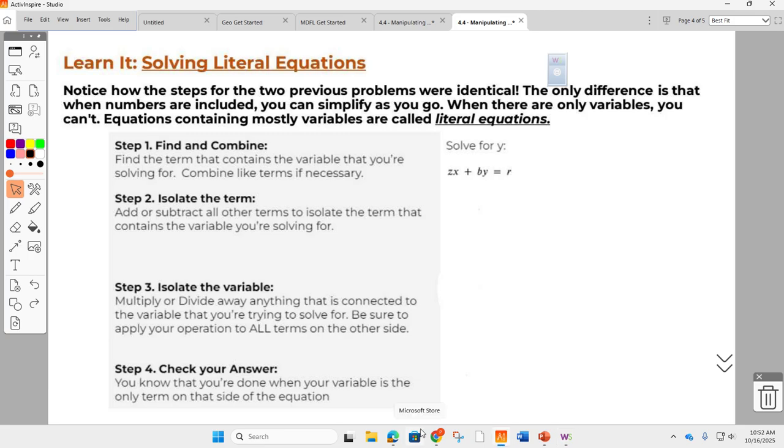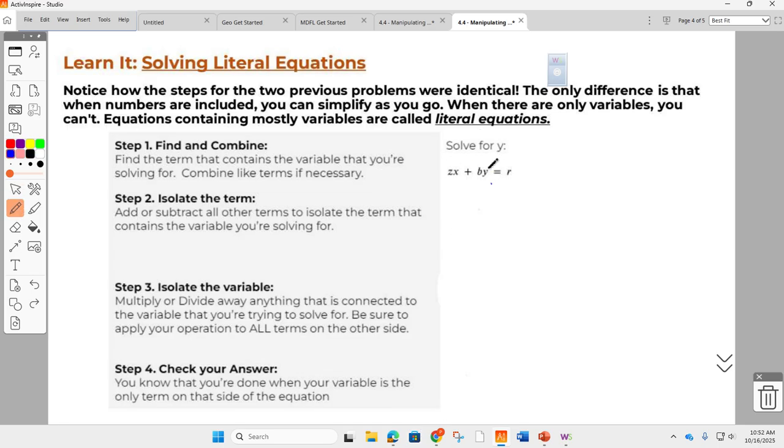The steps for the two problems we just did are basically identical. The only difference is that one had only one variable and the other had all variables, right? And the other thing is we knew what to solve for in 4x plus 5 equals 25. There's only one variable. But if there's a bunch, then they have to tell you. So here they tell us, solve for y.